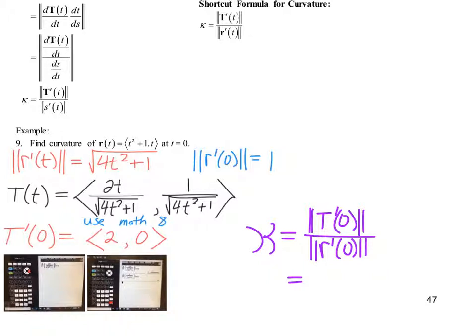All right. So I need the magnitude of T prime of 0. Well, that's just 2, right? So you don't need a formula for that. And then divided by the magnitude of r prime of 0, that gives us a result of 2.